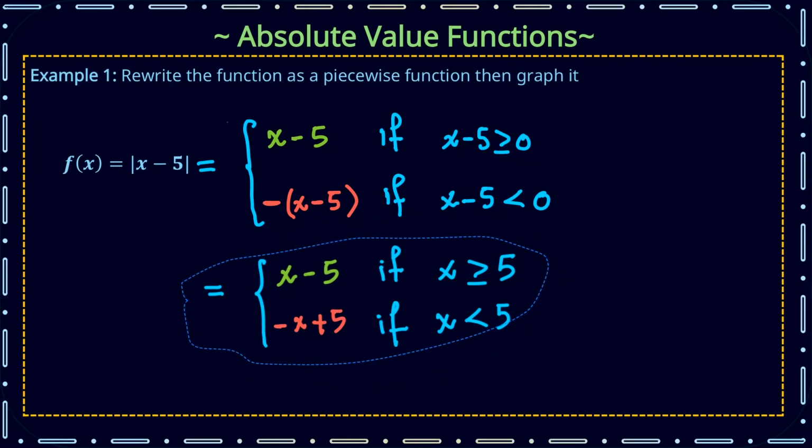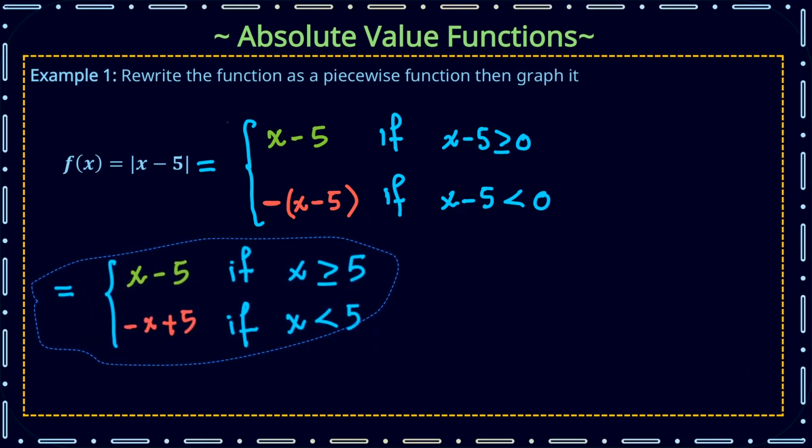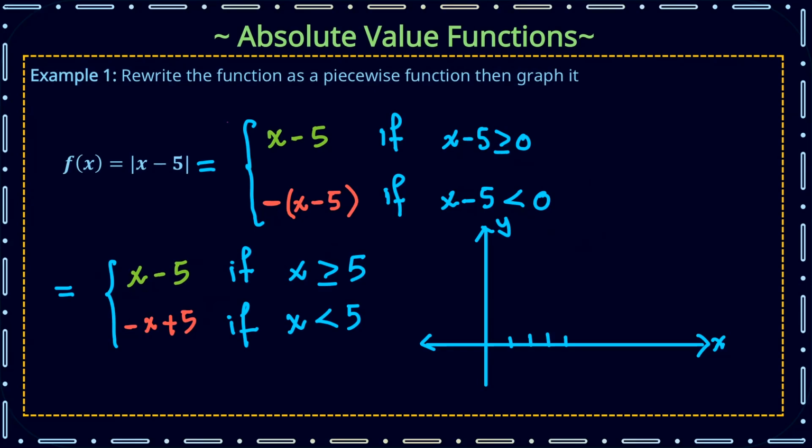Let's graph this piecewise function. Here is 5, and this 5 separates the x-axis into two intervals: everything before 5 and every number after 5. For x equal to 5 or more, we have this piece. You're going to draw this piece over this interval.